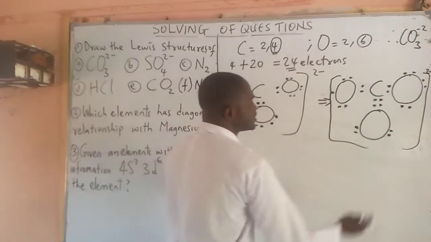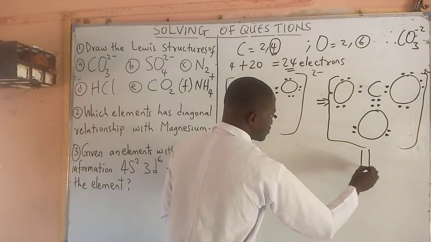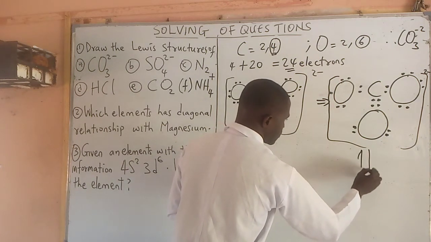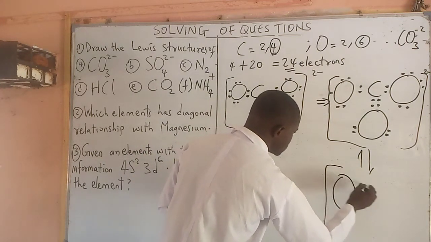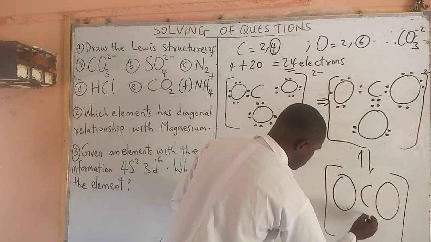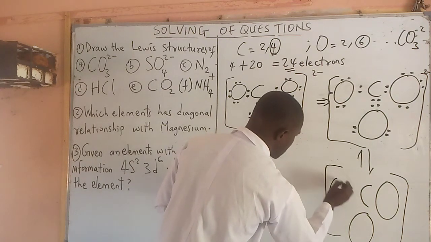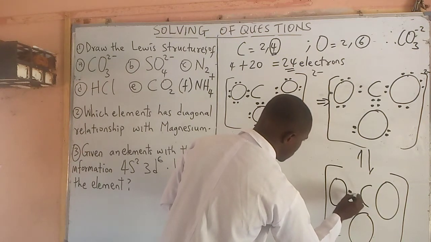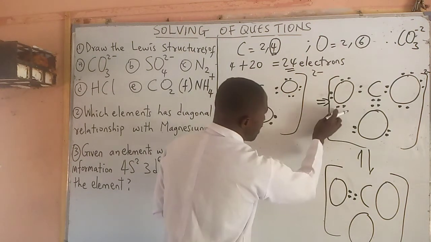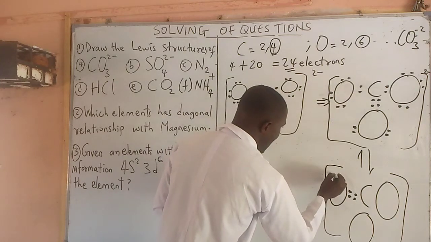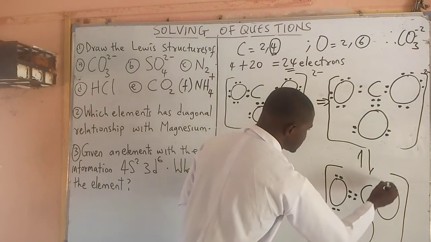Now, do you know that it is not only this one that can donate its 2 electrons to carbon? This one can do that, and this one can donate as well. If this one donates its own 2 electrons, it will be in this way. Maybe this one, these 2 electrons come here. We now have this, then all the others will remain as they are.